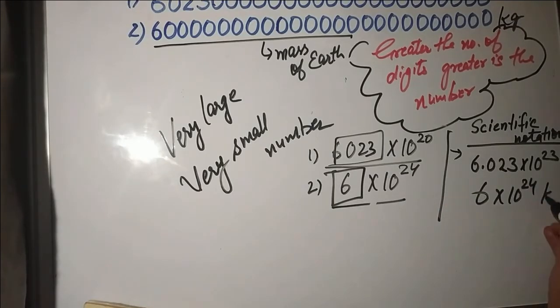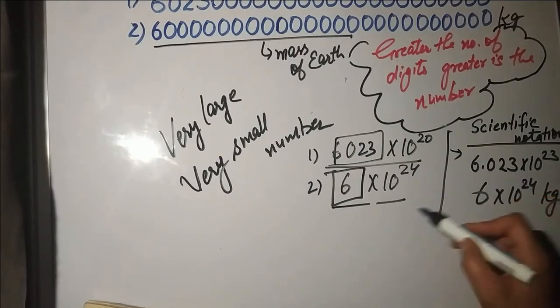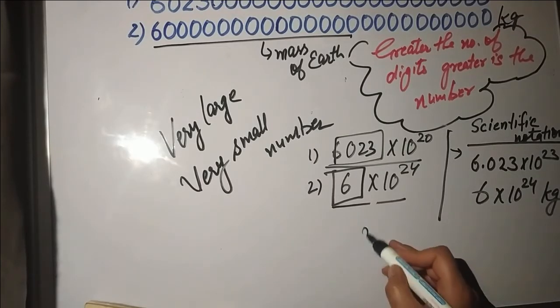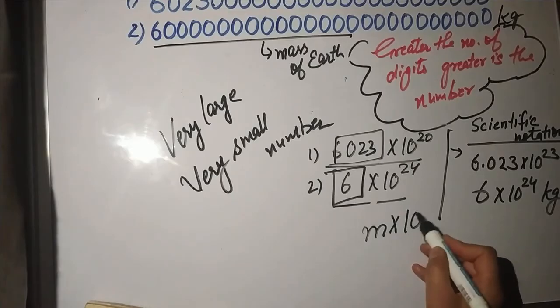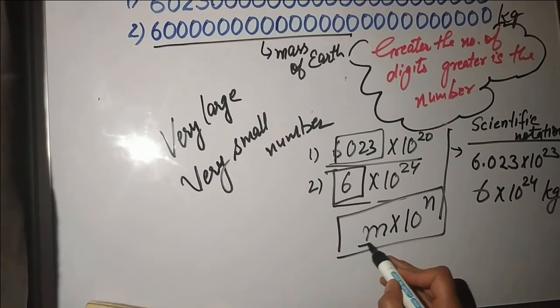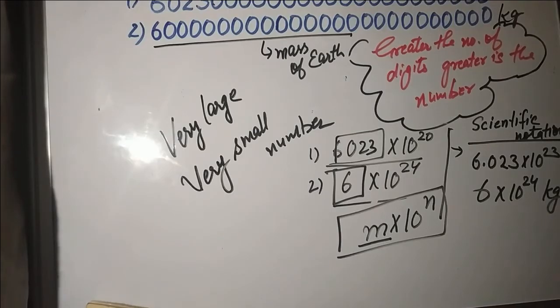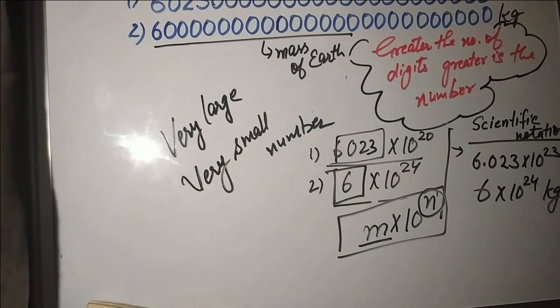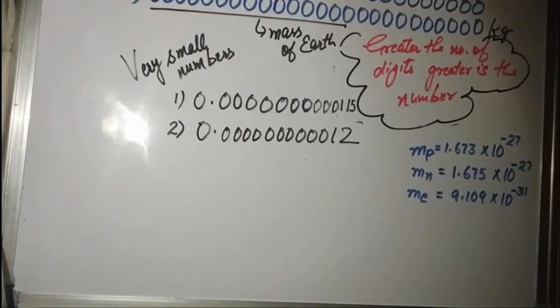So this notation is called scientific notation. Writing very big numbers or very small numbers in m into 10 raised to power n format, where m is a one digit number basically, and n is any integer. You know integers? Okay. For this, I'll like to give one more example.